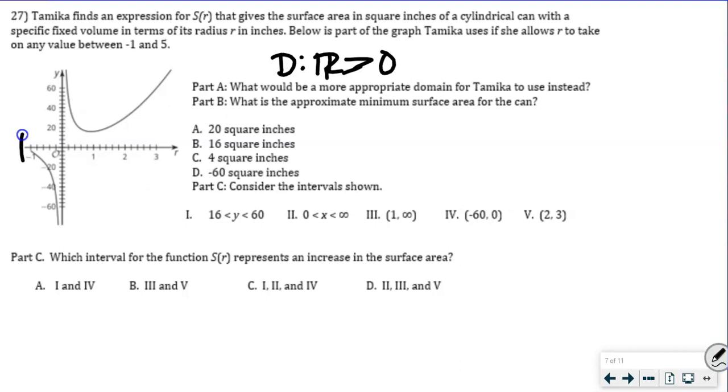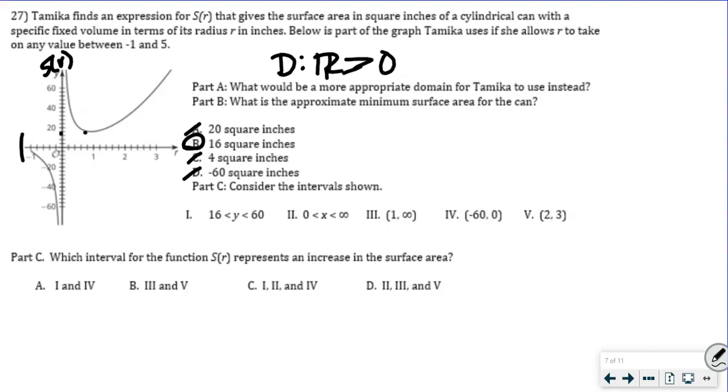Part B says, what is the approximate minimum surface area for the can? Surface area is what the S of R is, and that's this axis. If we're looking for our minimum, then we're looking for something in there, and it's saying surface area. That doesn't look to me like it's 20, which is our first answer, and it sure doesn't look like it's 4, and it's definitely not a negative. So it must be around the 16, which it kind of looks like it is about 16 right there.